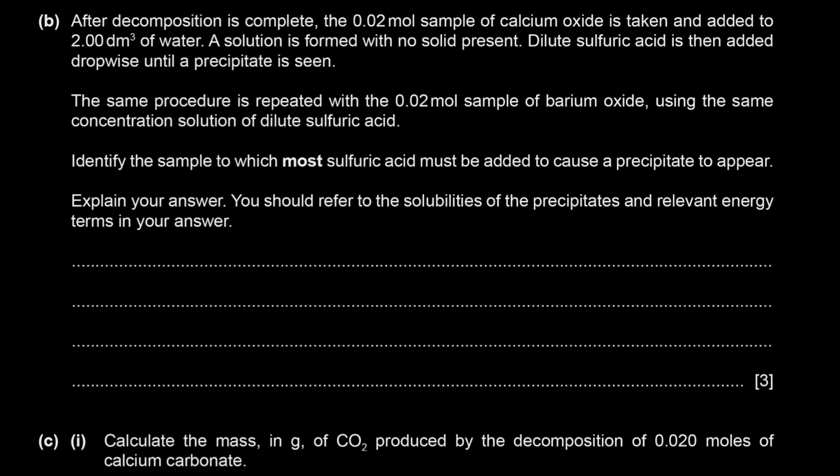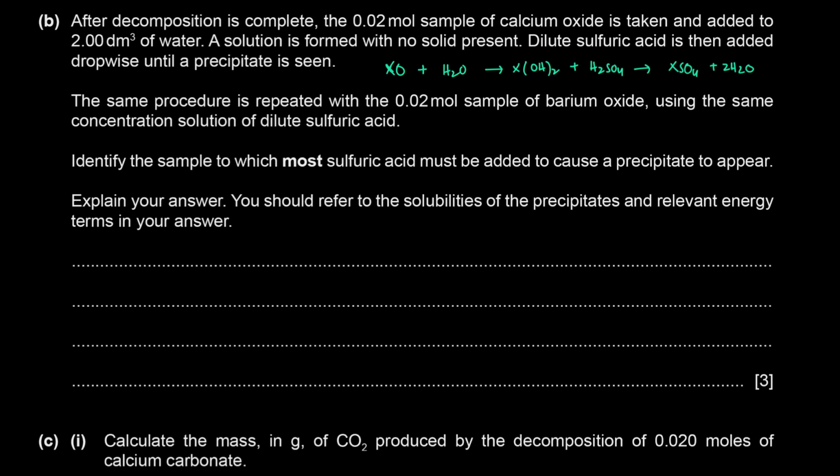Now what we're doing over here, guys, is we're first taking an oxide and adding it to water to form the hydroxide. Then the hydroxide reacts with sulfuric acid to form the sulfate and H2O. So this is the reaction procedure that we're doing. We're doing the same thing for calcium oxide and barium oxide.